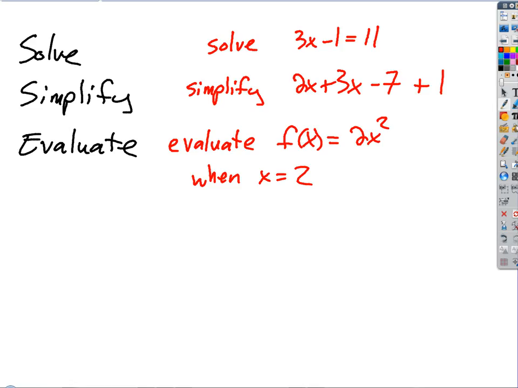We are finding an answer. More specifically, we're finding a value of a variable. Now, what's the point? What is the value of that variable going to do? For example, it says solve 3x minus 1 equals 11. We're finding a value of x, and what's the value of x going to do? What's it good for? Balance the equation. Okay, it balances the equation.